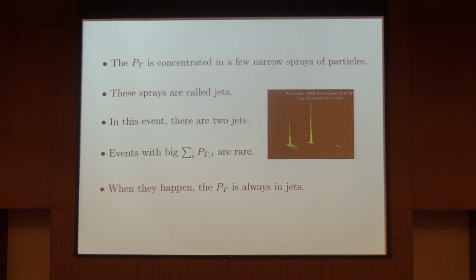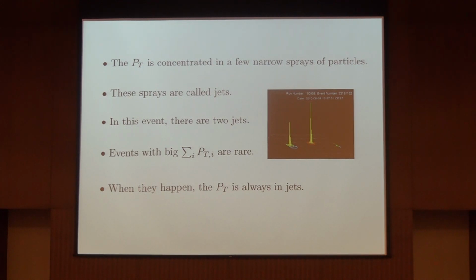Events in which the total amount of transverse momentum is big, hundreds of GeV, those are rare events. So if I sum the absolute values of transverse momentum of all the particles, sum the absolute values, not the vectors, if that comes out to be more than 100 GeV, that's a rare event. But not so rare. There are still millions of such events that have been accumulated.